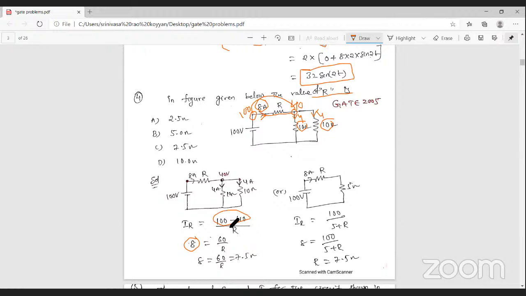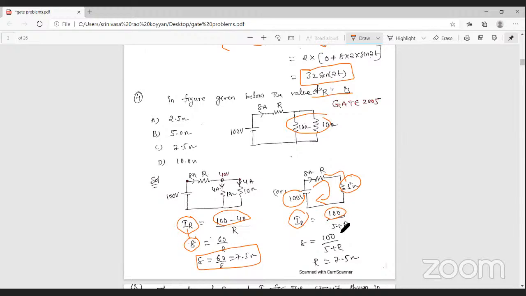So that is equal to the resistive current, that is IR equal to 8 amperes. Otherwise, the second method is also presented here. In the second method, you can find the two resistances in parallel, and the resultant resistance is 5 ohm. Then you can find the total current I. I is equal to total voltage by total resistance. These two resistances are connected in series, that's why 5 plus R.